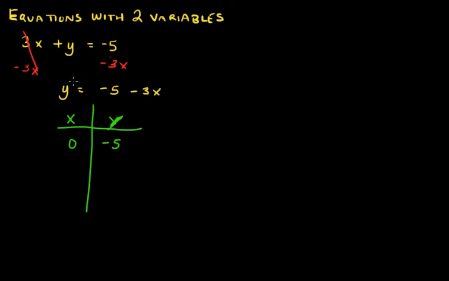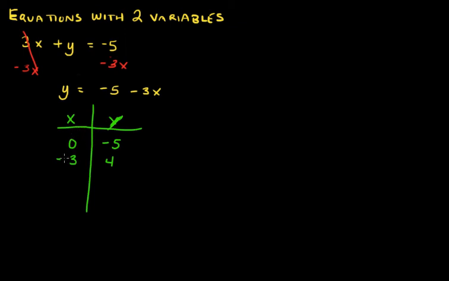Okay, so how about maybe, let's do -3. So -5 minus 3 times -3. Be careful, remember that's adding the opposite. So it's like saying -3 times -3, which is 9. So it's like saying -5 plus 9, which is 4.